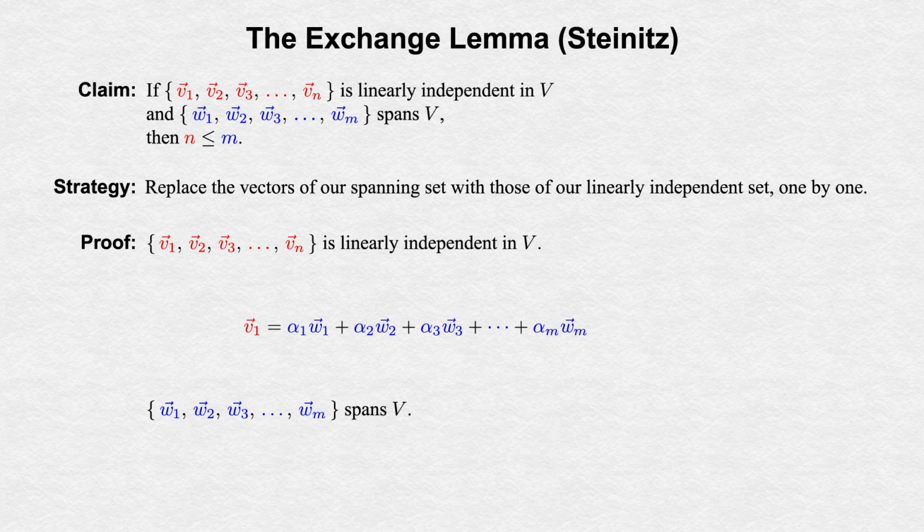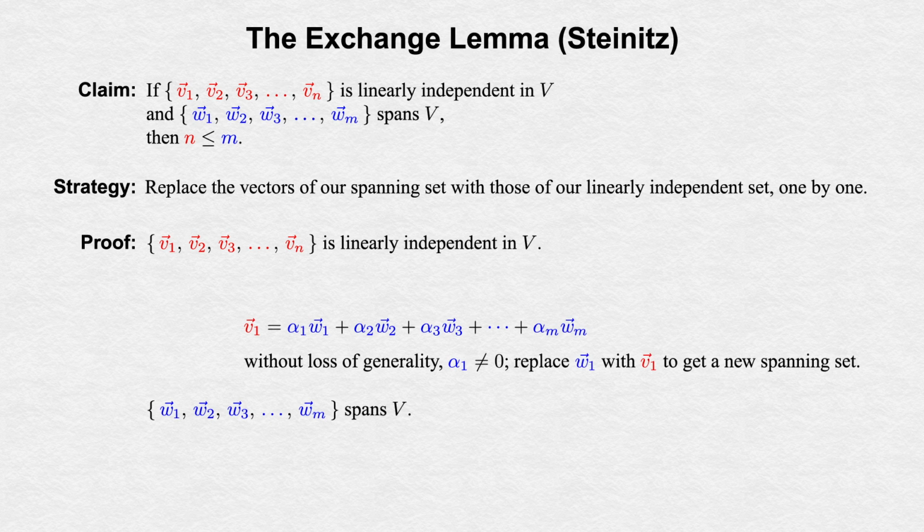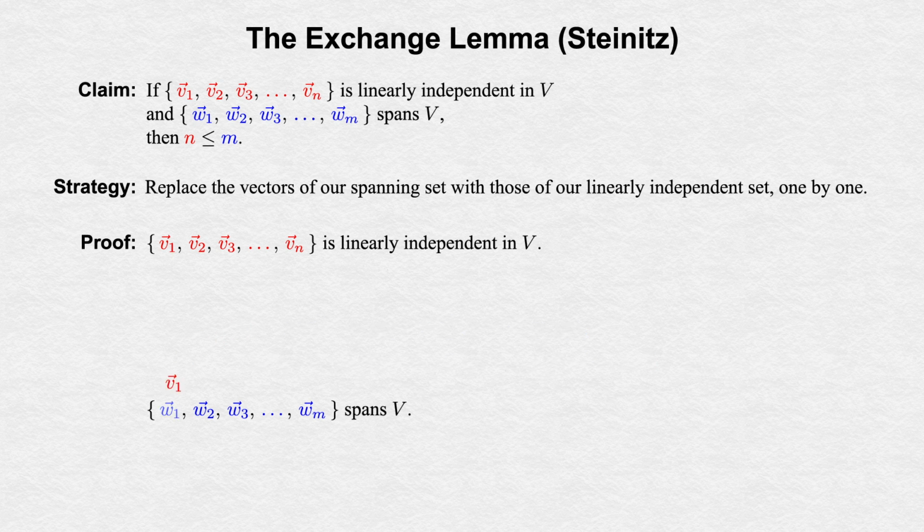In other words, there must be at least one of these blue coefficients that is non-zero. And without loss of generality, suppose it's alpha 1. If not, rearrange the blue collection. We can conclude that replacing w1 with v1 yields a collection that still spans V. That's the end of step 1. The remaining steps proceed quite similarly.